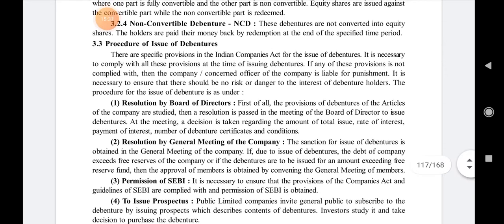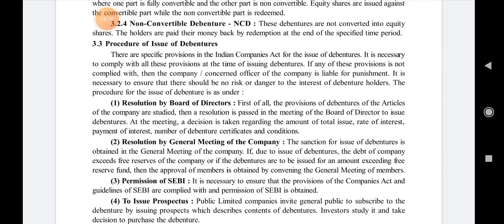Next one is the procedure of issue of debenture. How can the debenture be issued? There are specific provisions in the Indian Companies Act for the issue of debentures. See, in the Indian Companies Act there is one kind of specific rules for the issue of the debenture. It is necessary to comply with all the provisions at the time of issuing debentures. See, comply means that they have to compulsorily follow the rules and regulations of the Companies Act.